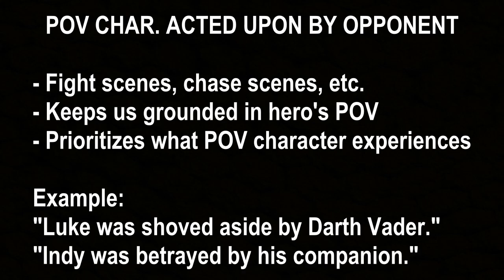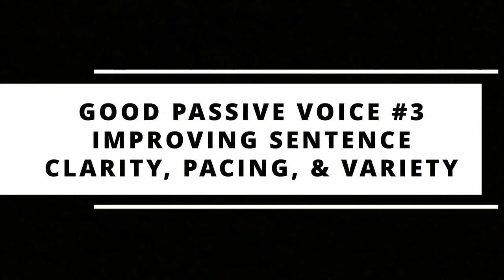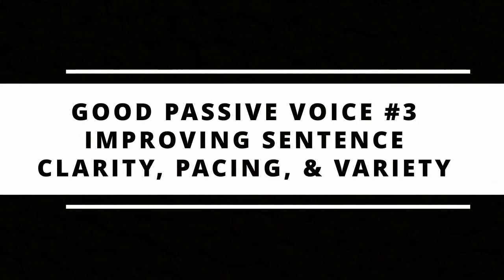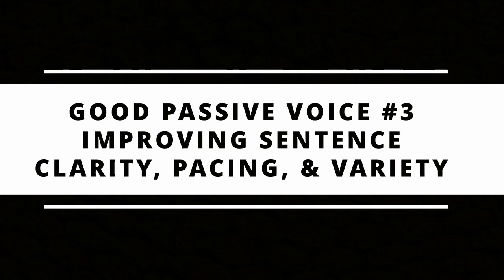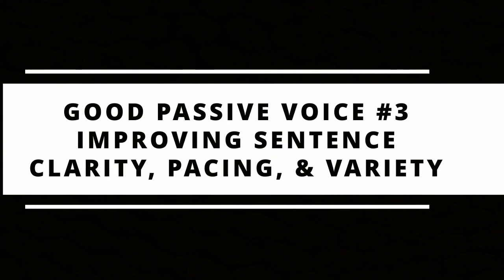So in this example, we keep Indiana Jones as the focus of this sentence, even though he's not the subject, and that betrayal really hits him hard. We don't even necessarily care who is doing the betrayal. It's the fact that our focal character, Indiana Jones, is absorbing this betrayal, he's enduring it. That's what matters. And then the third and final time when passive voice is acceptable is when it improves your writing's clarity, pacing, or variety.